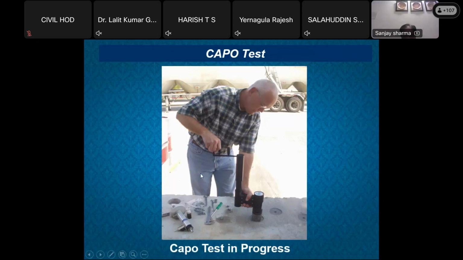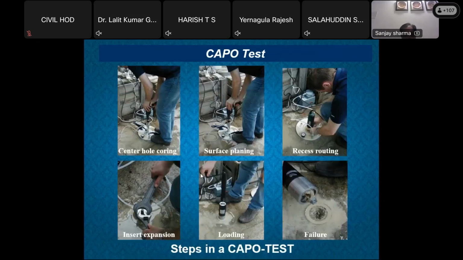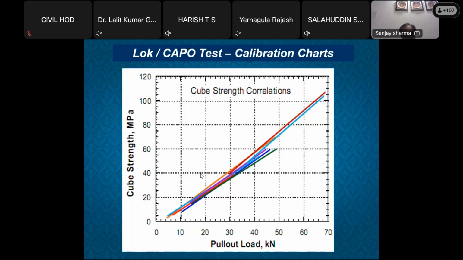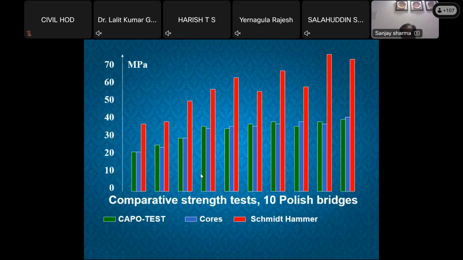So this is a somewhat better method as compared to the rebound hammer, so it is a more dependable method. Basically, that is what your results are. So that is your prediction of data. How to make things more smart is required to be done.